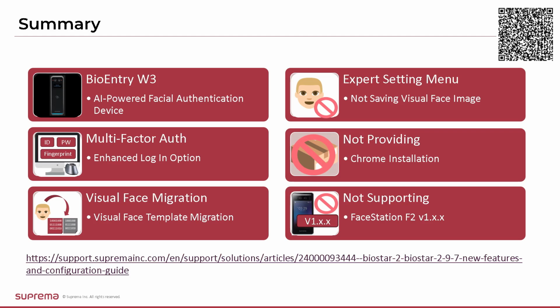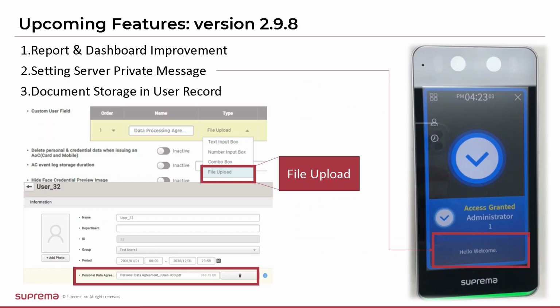These pages are intended to be viewed and moved quickly. In 2.9.8, the performance of reports and dashboards will be improved. By using BioStar 2 UI and BioStar 2 API, you can set up individual message output for each user, and by adding a file upload option in the custom field, you can support up to 2 individual file uploads, with file uploads of 1 megabyte or less.